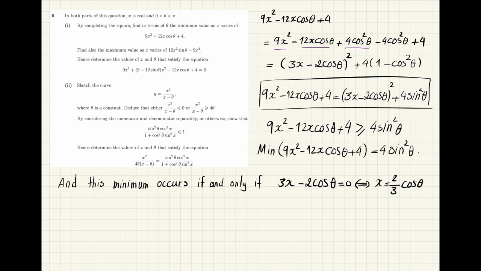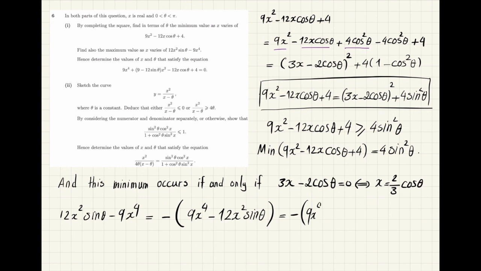Okay, so let me write it down here. So the expression that I am interested in now is 12x squared sine theta minus 9x to the power of 4. For me, it's easier to take the negative sign out first, so then the term becomes 9x to the 4 minus 12x squared sine theta. I more or less use the same strategy for completing squares, so I will have minus 9x to the 4 minus 12x squared sine theta. Then I will add 4 sine squared theta, and then I subtract it.